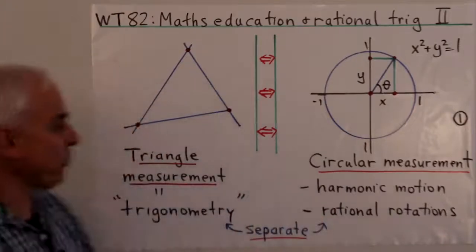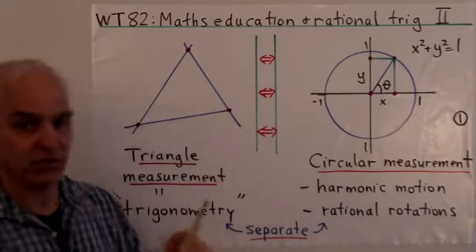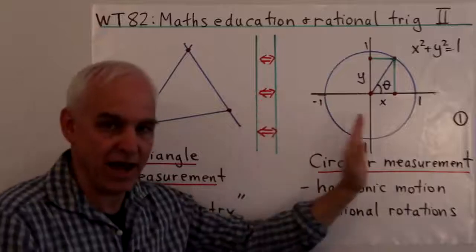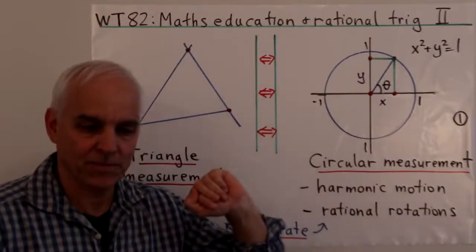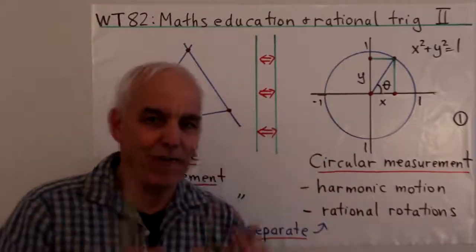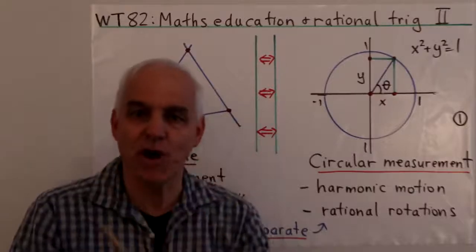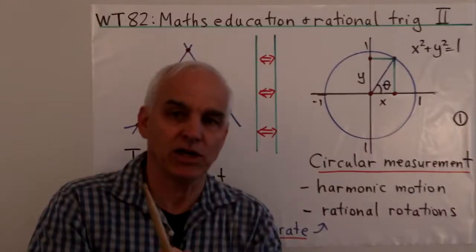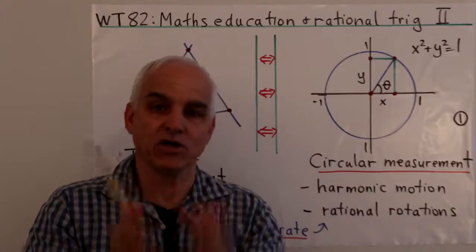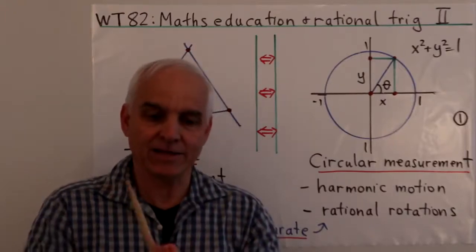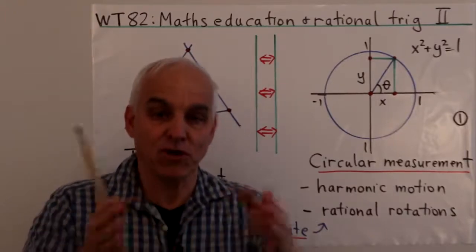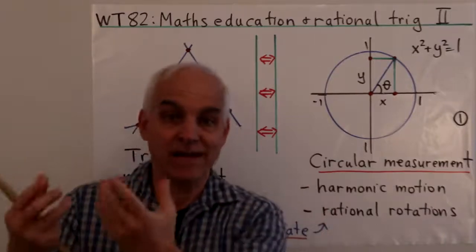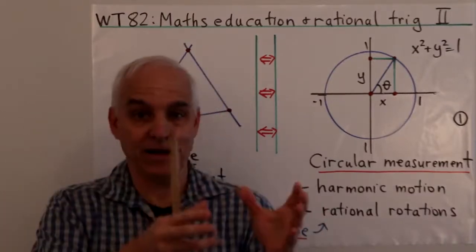What we want to do is separate the triangle aspect of trigonometry from the circular aspect of trigonometry. Currently, these are all melded together in kind of a hodgepodge fashion, but logically they're actually quite separate topics. And it's much more efficient to view them separately and to develop each one independently.